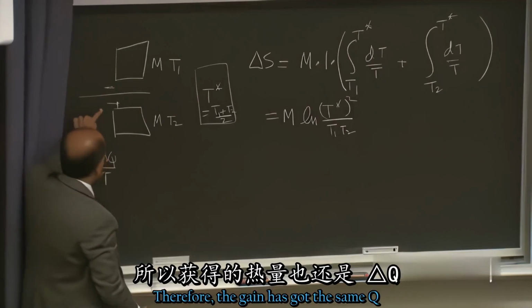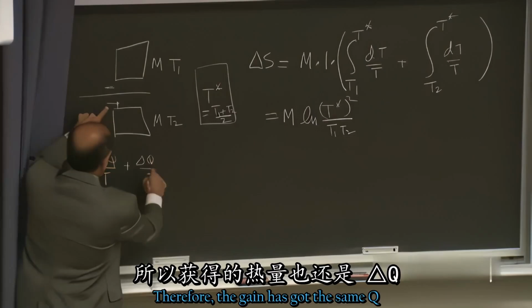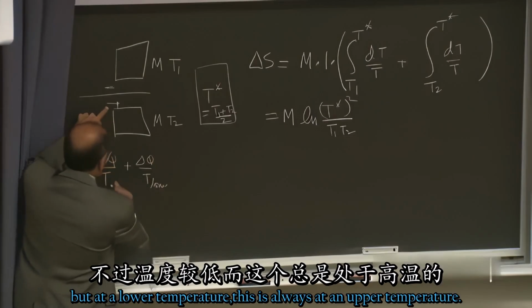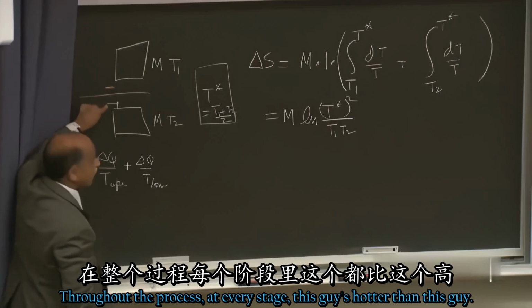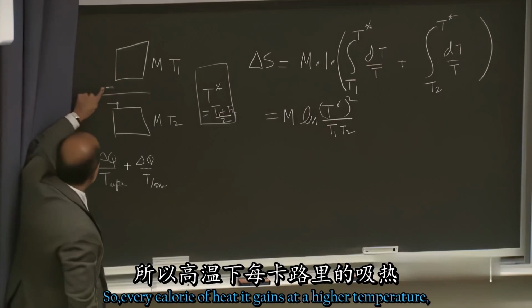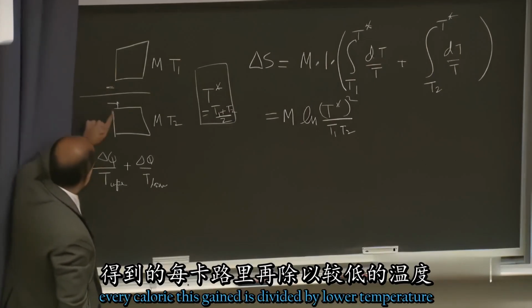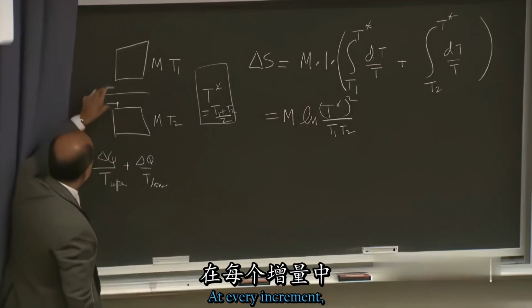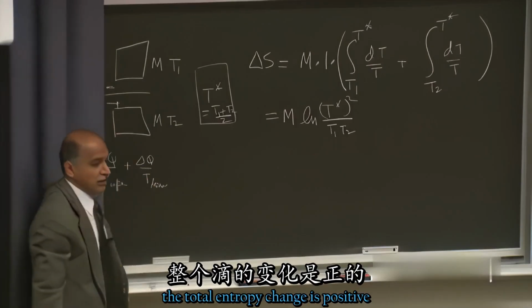Okay? Therefore, the gain has got the same delta Q, but at a lower temperature. This is always at an upper temperature. Throughout the process, at every stage, this guy is hotter than this guy. So every calorie of heat it gains at a higher temperature, every calorie it loses is divided by a higher temperature. Every calorie this gains is divided by a lower temperature. At every increment, at every infinitesimal step, you can see the total entropy change is positive.